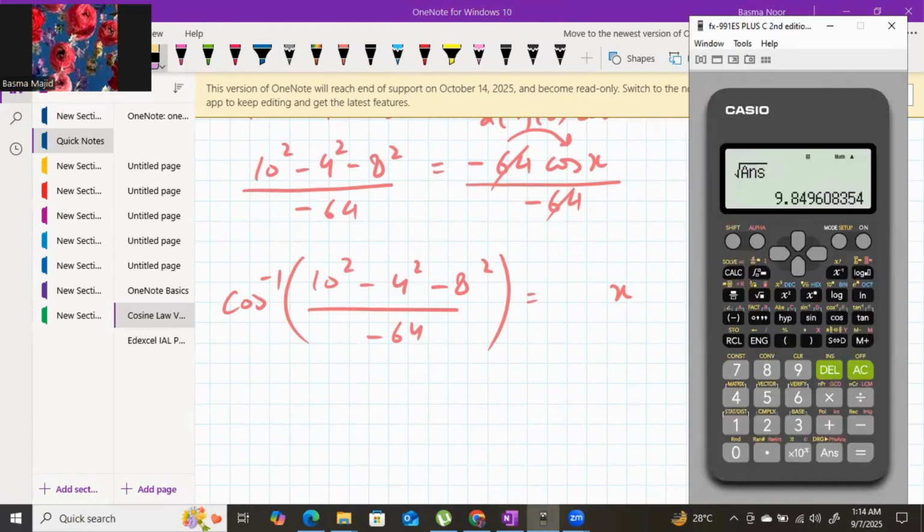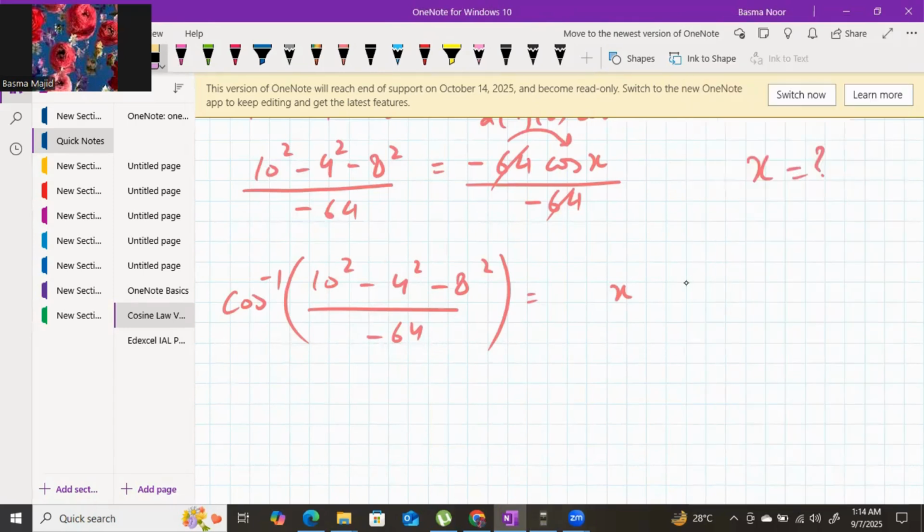Now we're just going to put everything in the calculator. How do you put cos inverse? You press shift and then cos. Okay, now we put the fraction first. In the fraction you get 10 squared minus 4 squared minus 8 squared, and when we come to the bottom we write minus 64. Okay, and bracket close, press equal. You got 108.